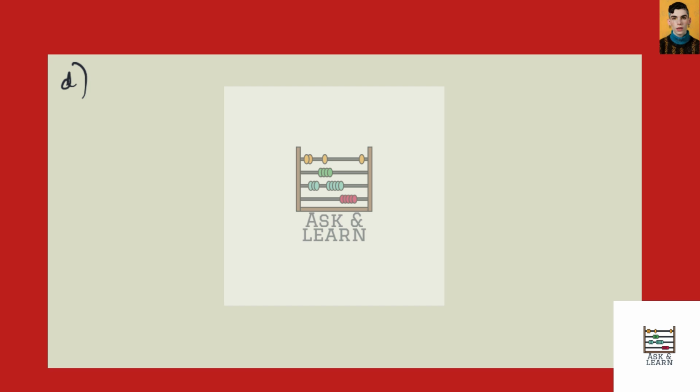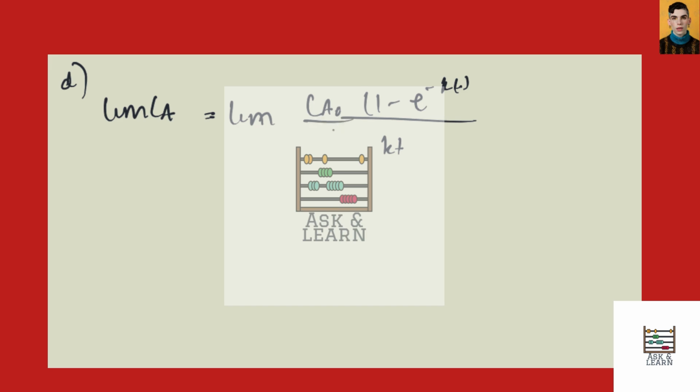So we can calculate the limit value where we have limit CA is equal to limit CA0 (1 take away e to the negative kt) over kt, and when we have t approach infinity, we have NA equals CA0 V dot over k. This shows that NA is a finite quantity.